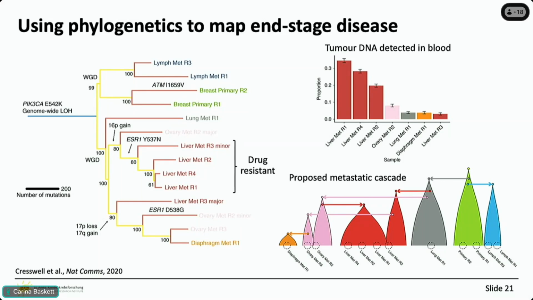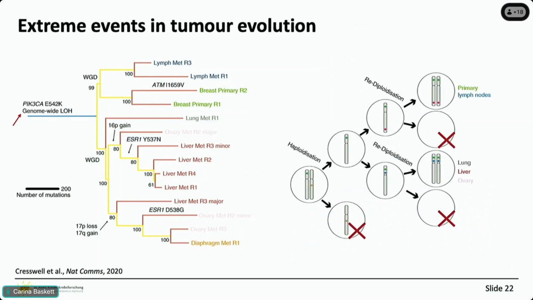And we could also, using this phylogenetic tree, reconstruct a metastatic cascade and try and work out what we thought was the direction of travel of different subclones across the body. And also, a nice thing that I wanted to show you is a nice example of really extreme events that we sometimes see in cancer evolution.